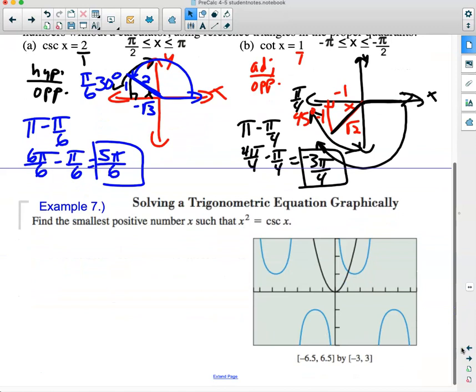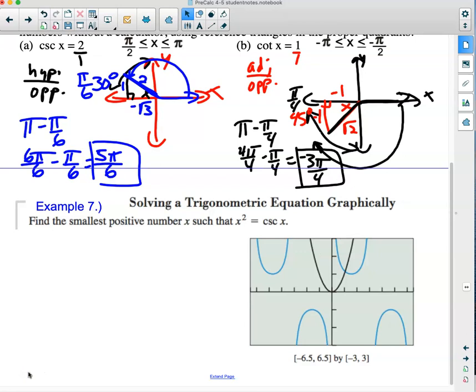Now, this last one we're going to have to use a graphing calculator for. So I'm going to pause here and get my graphing calculator working. Example 7 says solving a trigonometric equation graphically. So big help there. They're telling us we're going to have to grab the graphing calculator. Find the smallest positive number x such that x squared equals the cosecant of x. Now, we're not at the point where we could solve this algebraically yet, which means, yeah, we have to grab the calculator. So we're going to have to put one side in as y sub 1 and the other in as y sub 2.